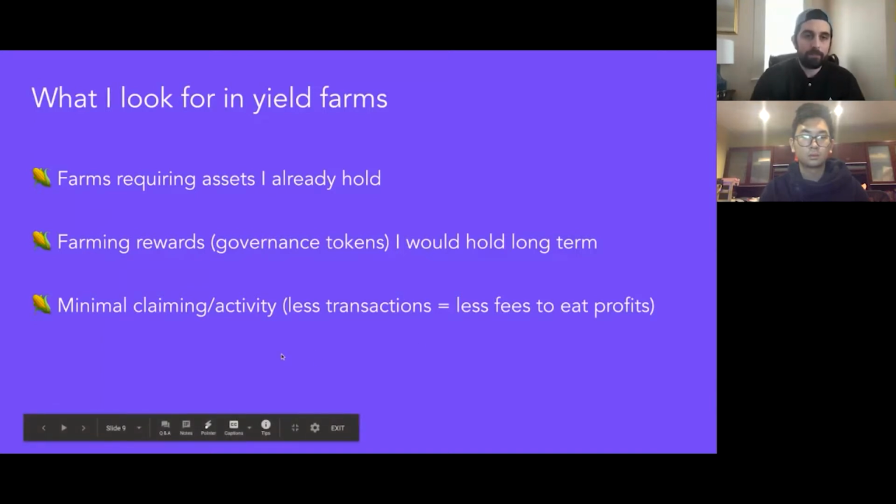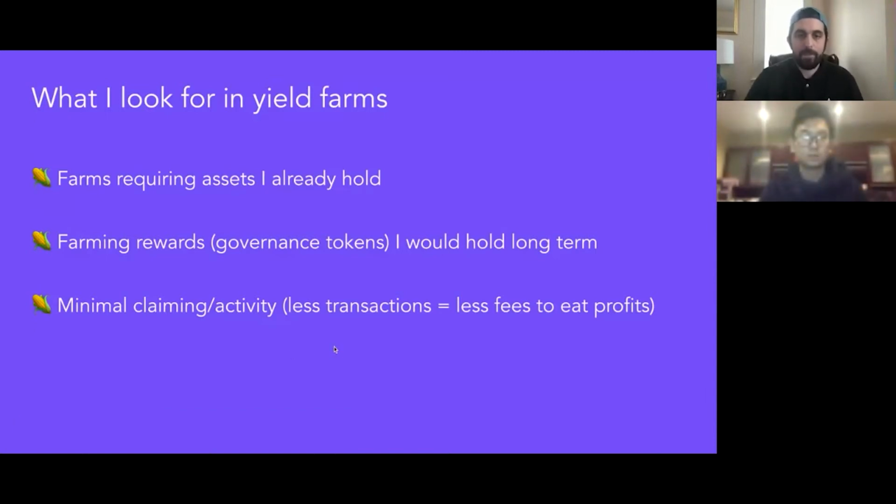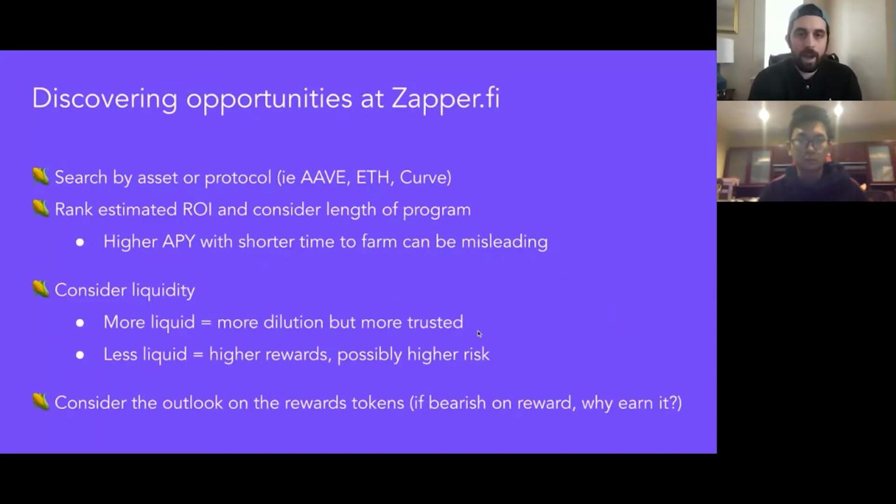And then the last piece I look for is minimal claiming or just activity in general, because more transactions normally means that I have to pay more gas. And as long as Ethereum is still the largest landmass, and we talk about the gas costs that everyone has been stressed out about over the last few months, I want to minimize those fees so they don't eat up my profits. So in terms of discovering opportunities, I normally do that through Zapper.